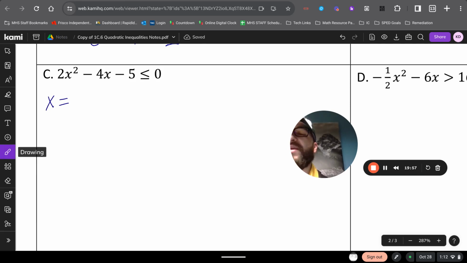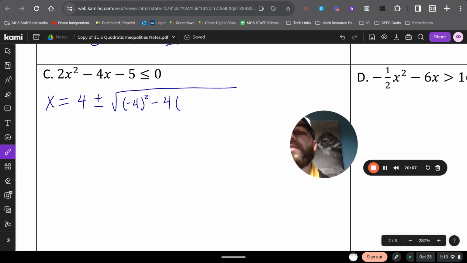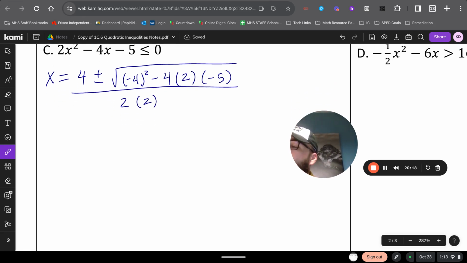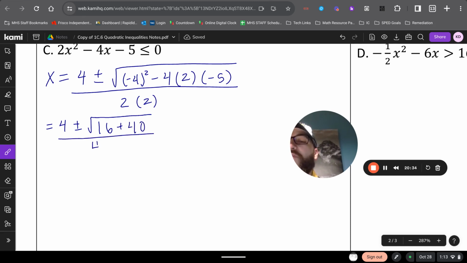x is equal to negative b, so negative 4 would be positive 4, plus or minus the square root of b squared, so negative 4 squared, minus 4 times a times c, and then all over 2 times our a term. Okay, solving from here, we would get 4 plus or minus the square root of 16. Negative 5 times 2 is negative 10. Negative 10 times negative 4 is positive 40, all over 4.